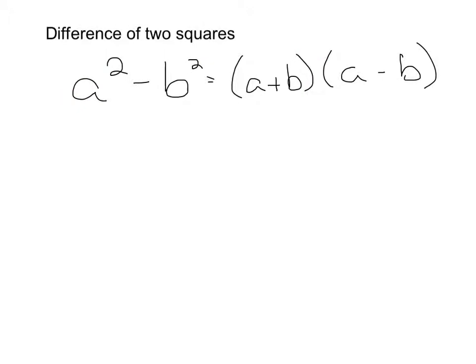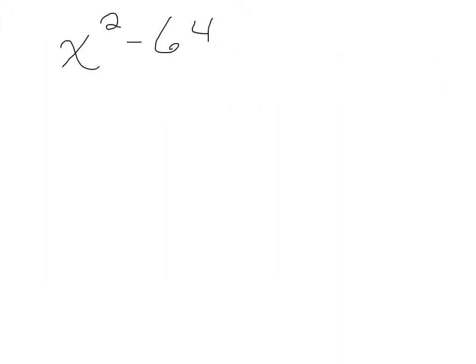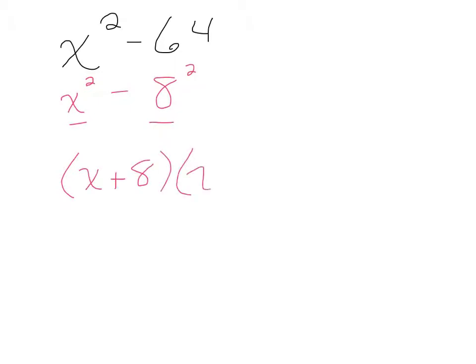The difference of two perfect squares, a squared minus b squared, will always factor into a plus b times a minus b. So if I have x squared minus 64, x squared is obviously x squared, minus 64 is 8 squared. So I have a squared minus b squared, so a is x and b is 8. So it's going to be a plus b times a minus b.